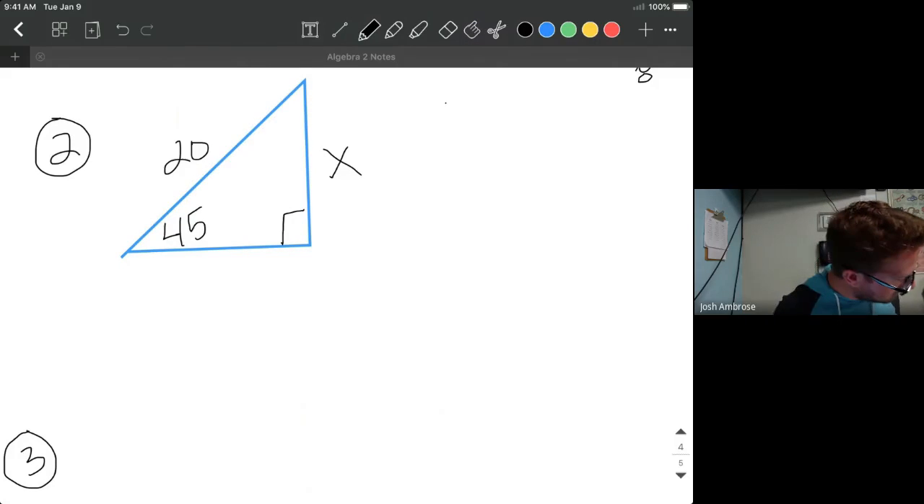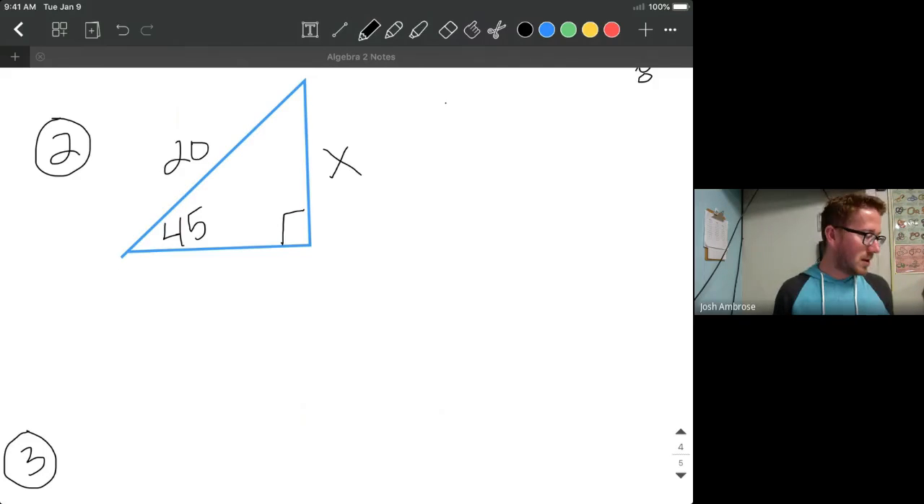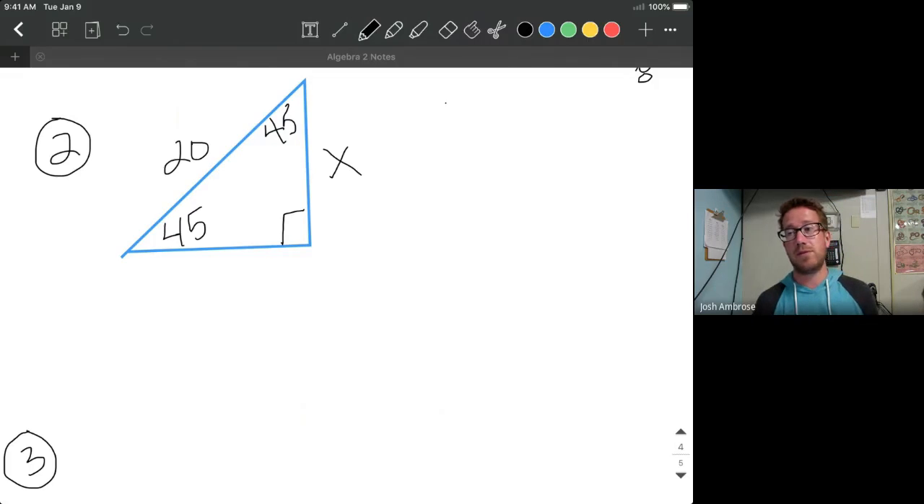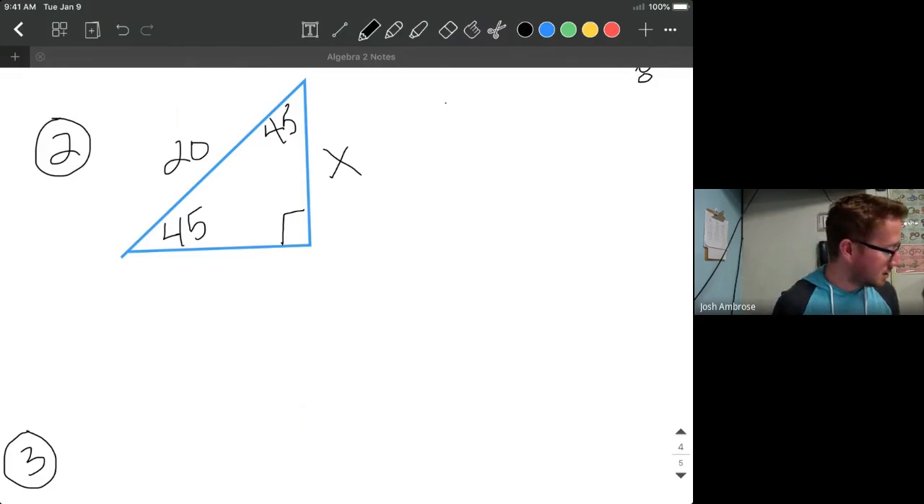All right, so example 2. Now we're looking at special right triangles. Special right triangles, you should be on page 930. That's going to be a 30, 60, 90 right triangle or a 45, 45, 90 right triangle. And in this case, you can see we are given 45 and 90. So that must mean that the other angle is 45 as well. So we're looking at a 45, 45, 90. And they say, solve for the unknown side. That's x. You know every angle, and you know the hypotenuse.